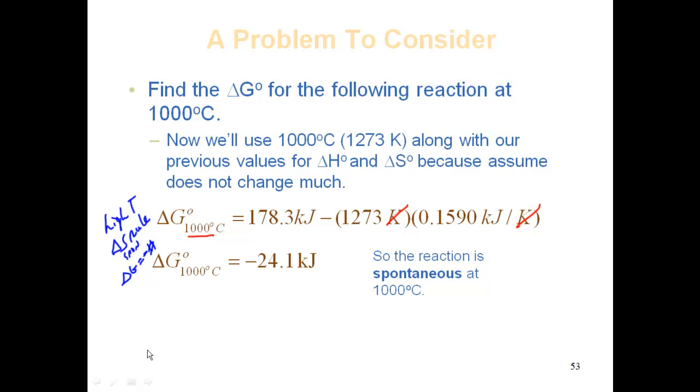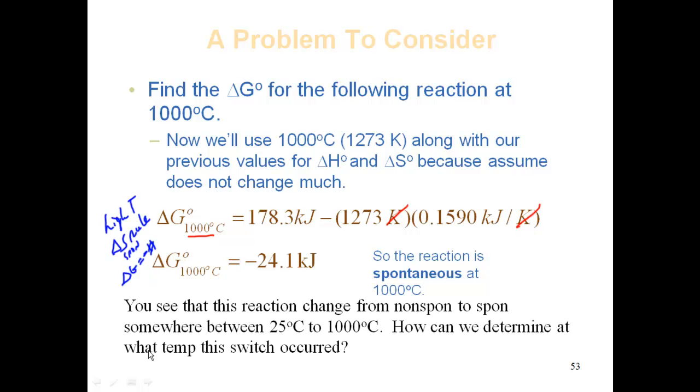That goes back to what we said about delta G is equal to 0. Okay, we see that this reaction changed from non-spontaneous to spontaneous somewhere between 25 degrees C and 1,000 degrees C. How can we determine at what temperature this switch occurred? Well, basically going to delta G is equal to 0 at equilibrium. Okay, so that's our switching point of where it went. So if we can calculate that, we can figure out what temperature it's going to occur.